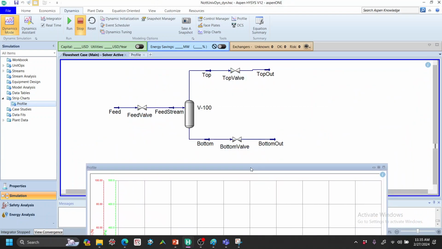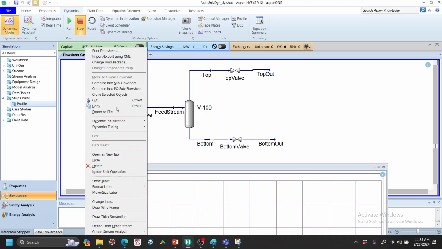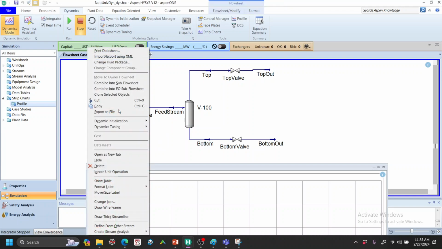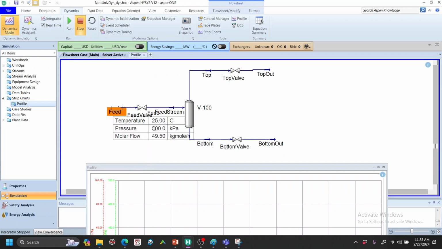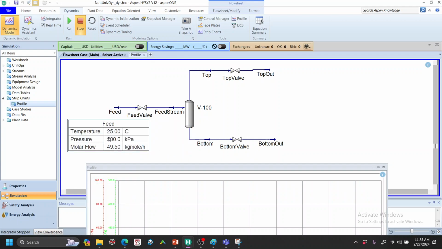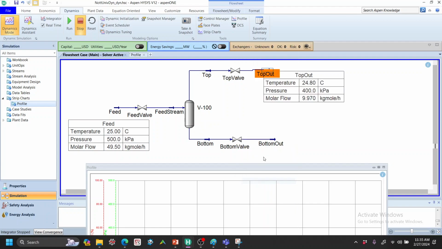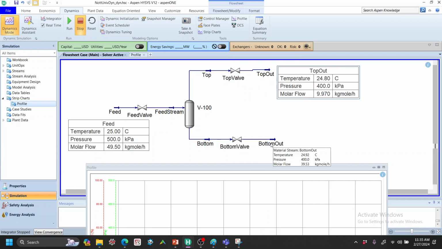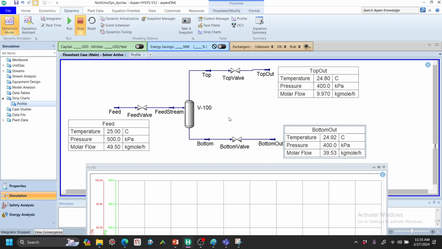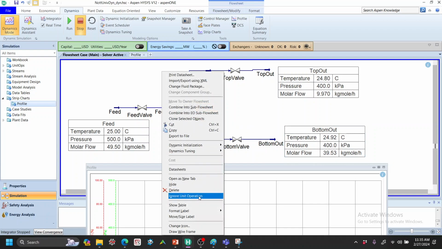So you could also, let me, show table. I think this is show table. Ah, this one. So you can see this one as well. Show table. You can configure this table later on. Show table. And then this one as well, show table.